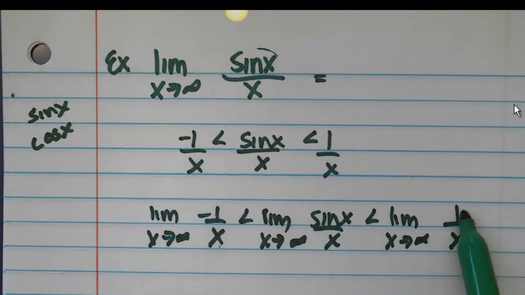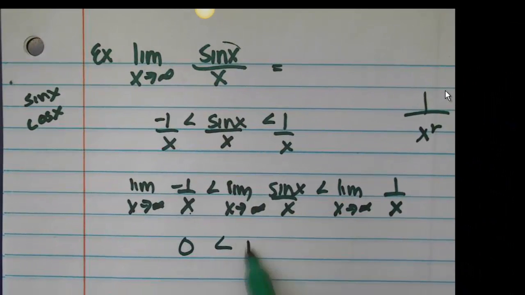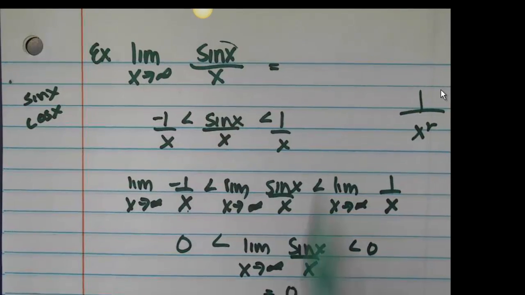Well, negative 1 over x and 1 over x are of the form 1 over x to the r, so they are 0. That means the limit as x approaches infinity of sine x over x, by the squeeze theorem, also has to be 0.